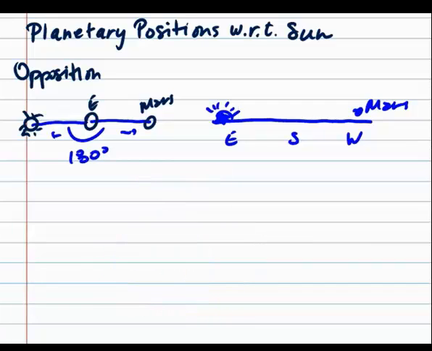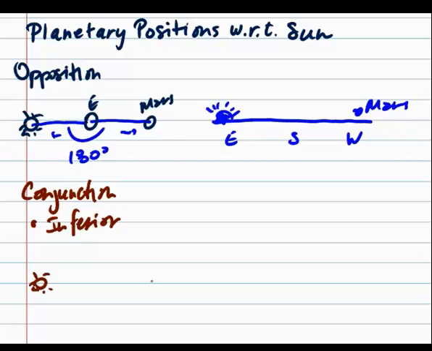Now let's take a look at conjunction. There's two kinds of conjunction. We'll study both of them. The first one we'll see is inferior conjunction. Inferior conjunction occurs when you have the Earth out here, the Sun over here, and then you have a planet that is between the Sun and the Earth. So let's go ahead and maybe call this one Venus.